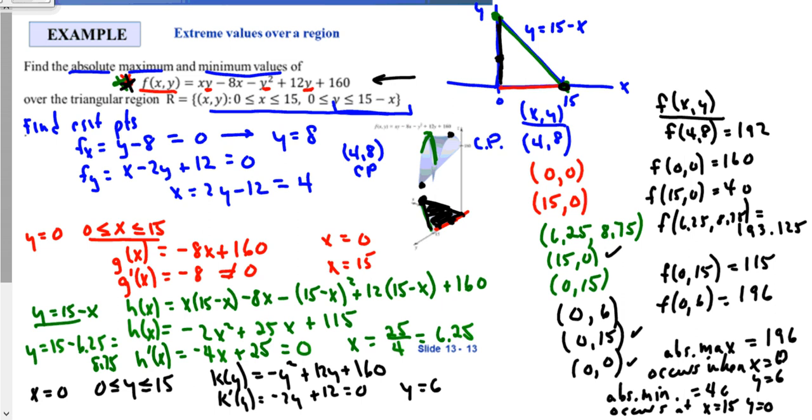Okay, so if you've got absolute maximum and minimum values that you're looking for, you have to look at endpoints unless the curve just keeps going on forever in every direction. So critical points and then endpoints.